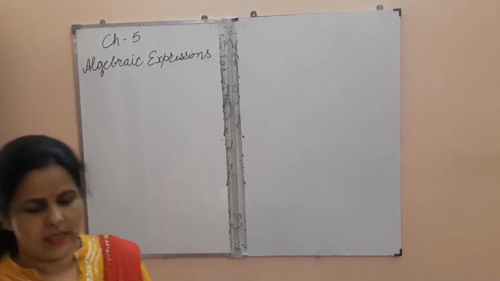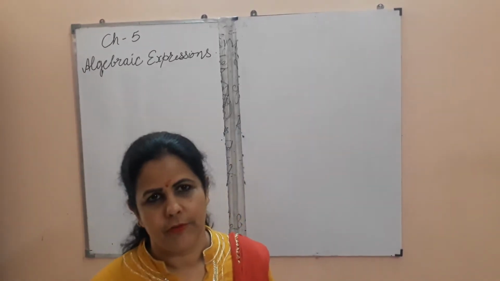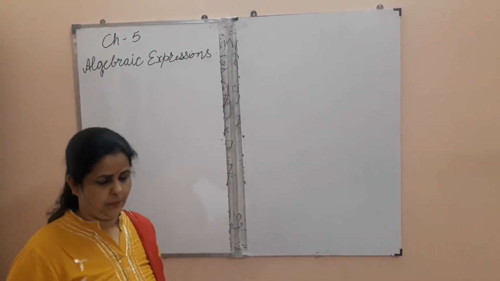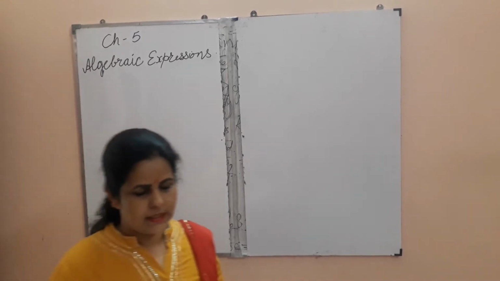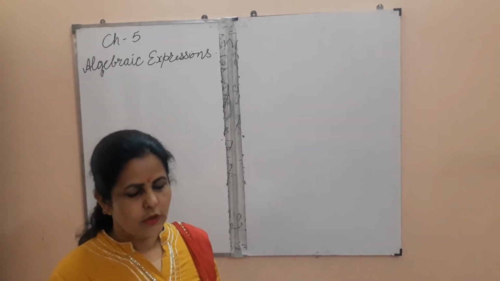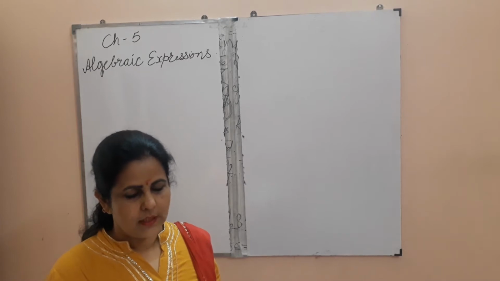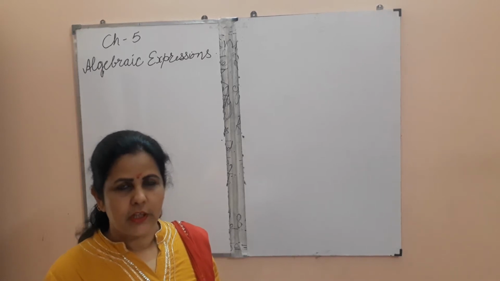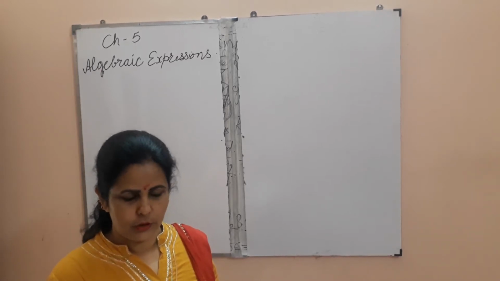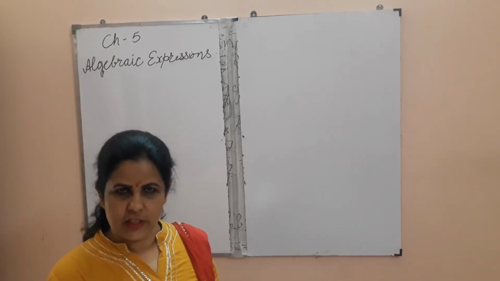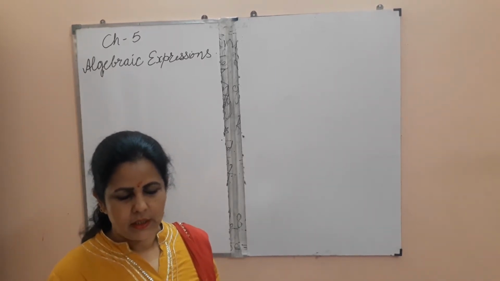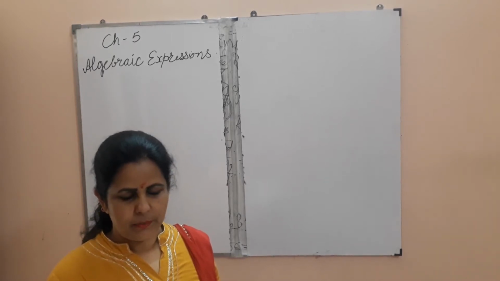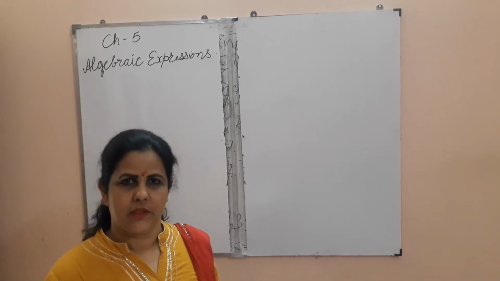Today we will start our new chapter, chapter number 5, algebraic expressions. In this chapter we will include the topics: algebraic expressions, terms of an algebraic expression, factors and coefficient of a term, like and unlike terms, types of algebraic expressions, degree of a polynomial, addition and subtraction of algebraic expressions, finding the value of an algebraic expression, use of algebraic expressions, and simplification of algebraic expressions.